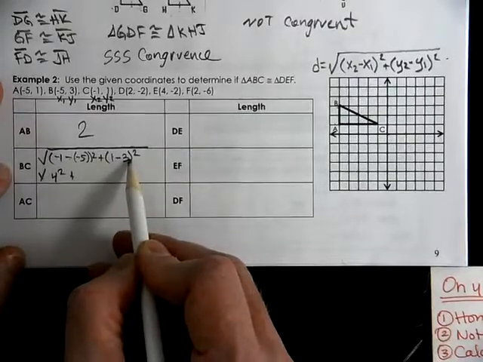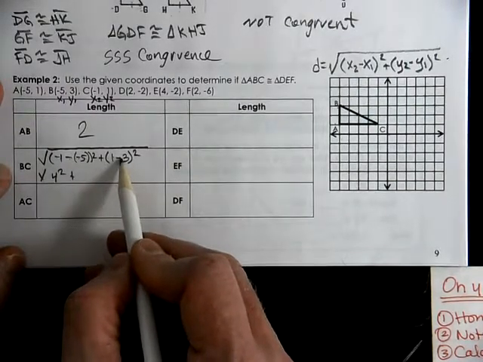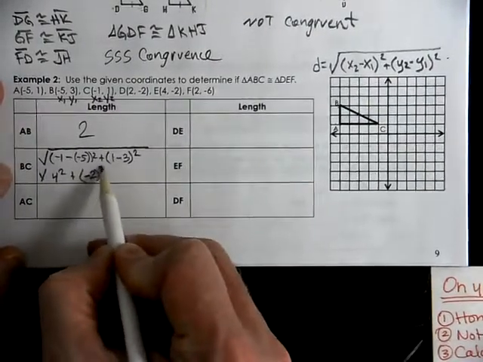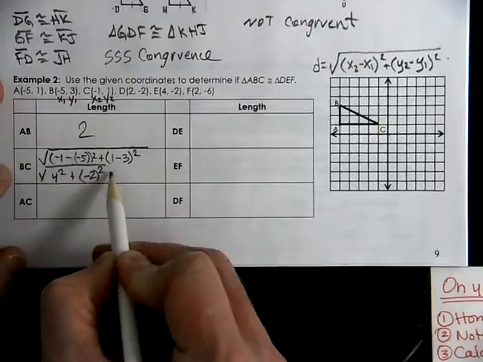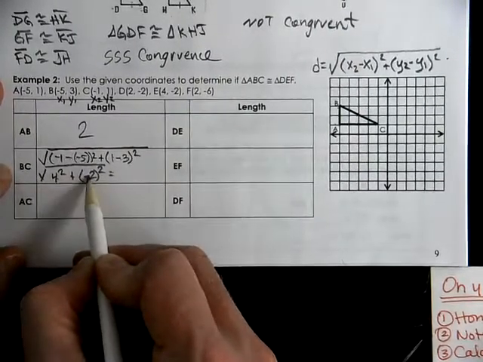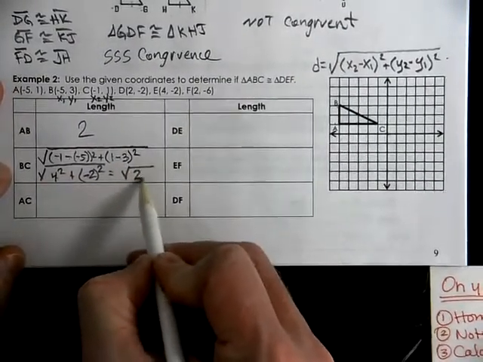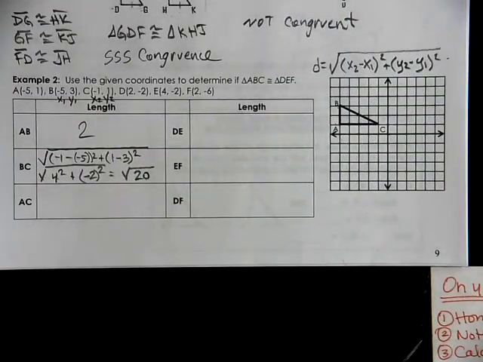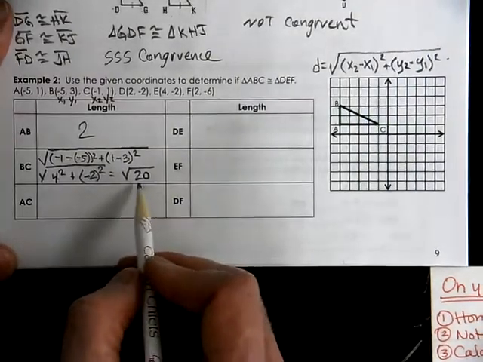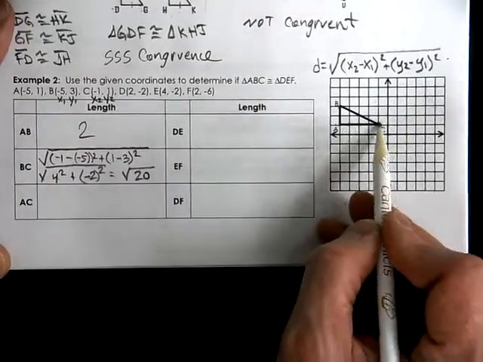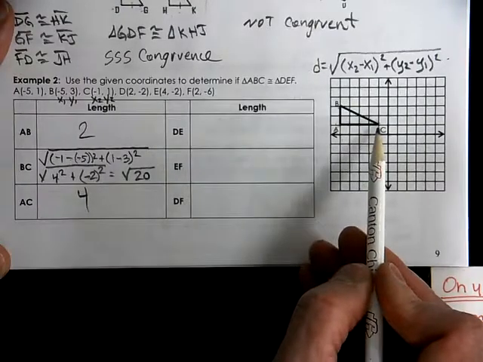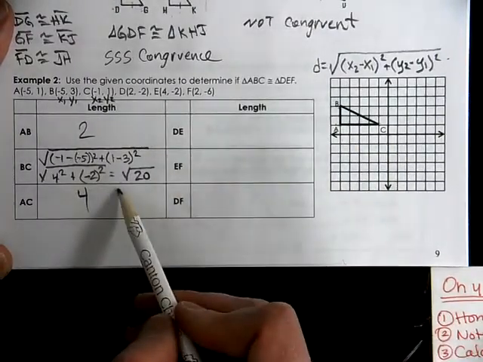This is 1 minus 3. So we're minusing 3 from 1. So that gives us -2. That should be in parentheses. So this gives us 16 and 4. So this is the square root of 20. Whatever that is. We could simplify that, but we don't need to just for comparing. Square root of 20 will do. AC is the length of 4. 1, 2, 3, 4. From A to C is the length of 4.